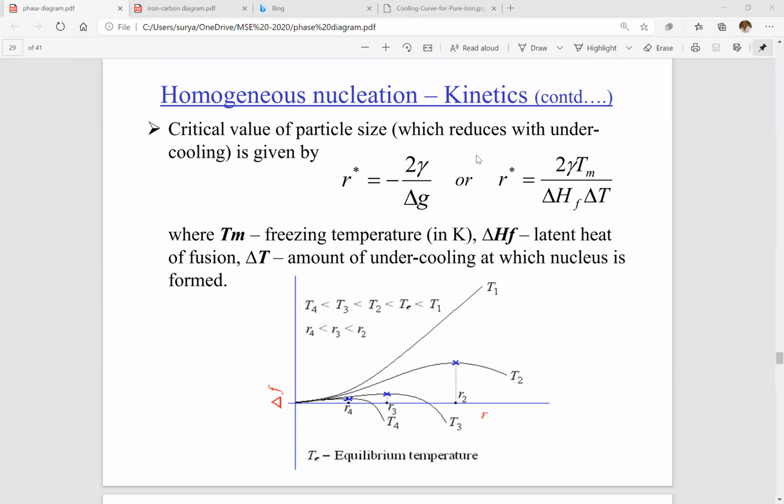We'll see here how the critical value of particle size will be reduced due to the undercooling process. If you're going for undercooling, then there must be a change in size, the size of the particle must be reduced. That formula is written as R equals minus 2 gamma by del G. As you know, gamma is the free surface energy, del G is the free energy per unit volume. Here the new term is Tm, the freezing point temperature in Kelvin, and remember this. Del Hf is the latent heat of fusion, as you read in thermodynamics, and del T is the temperature difference, the undercooling temperature difference at which the nucleation will occur.